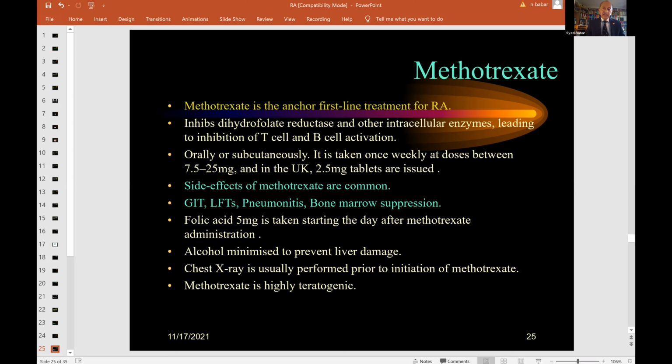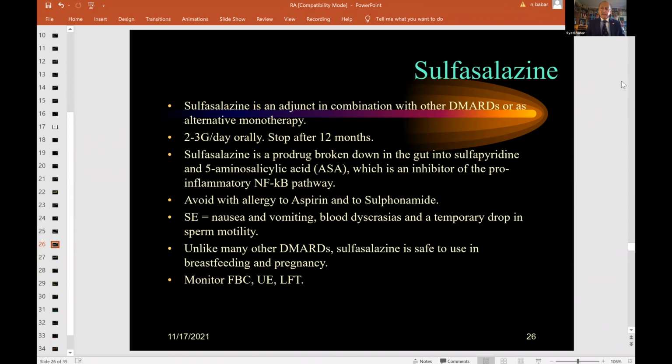Methotrexate is highly teratogenic, so it's completely disallowed in pregnancy or when one intends to have a child. There are alternatives. Sulfasalazine is an old-fashioned medication which had been around as a prodrug for quite some time. And so it breaks down in the gut into sulfapyridine and 5-amino-salicylic acid. It is this aspect which is an inhibitor of the pro-inflammatory cellular pathway activation. So sulfasalazine stops the inflammatory process.